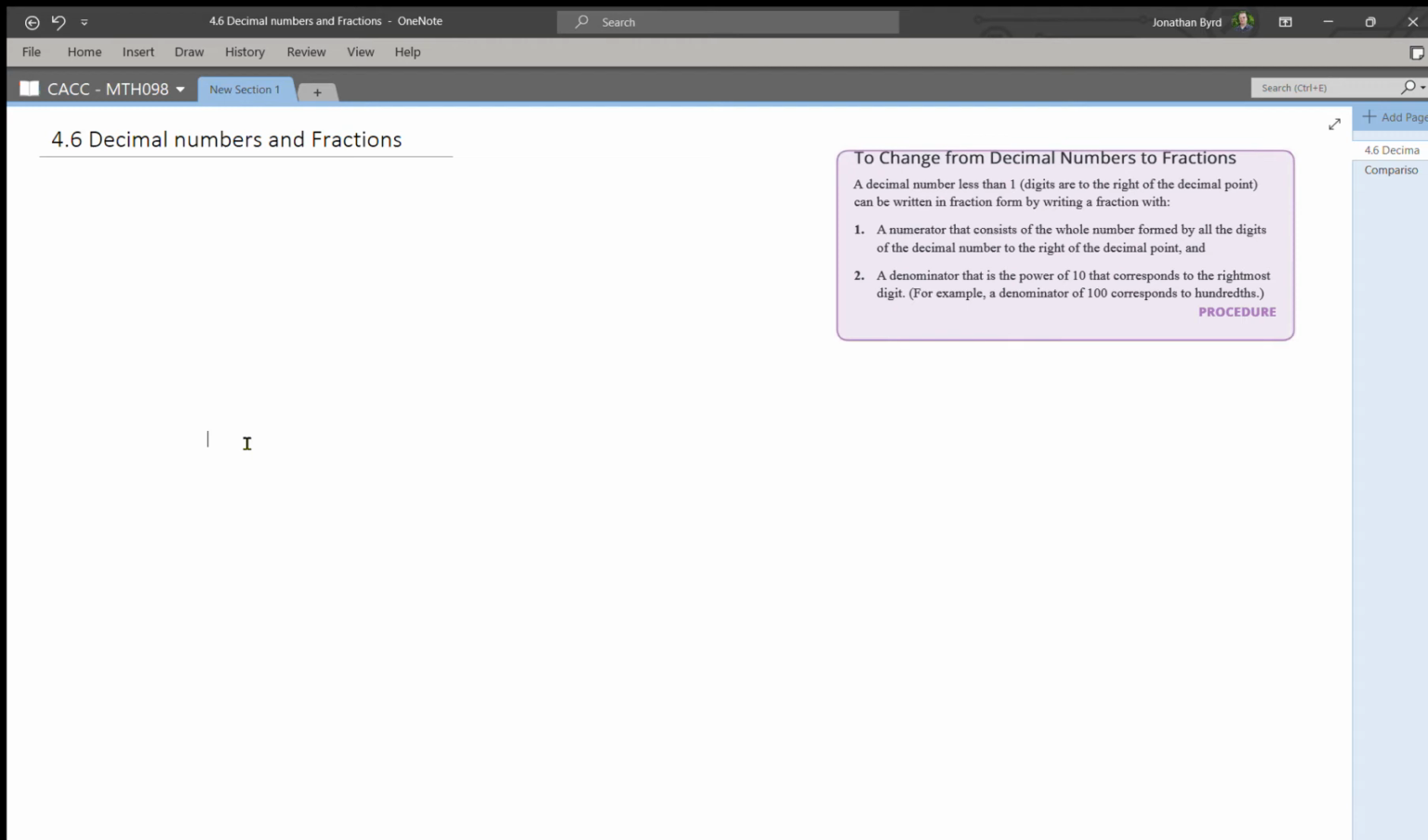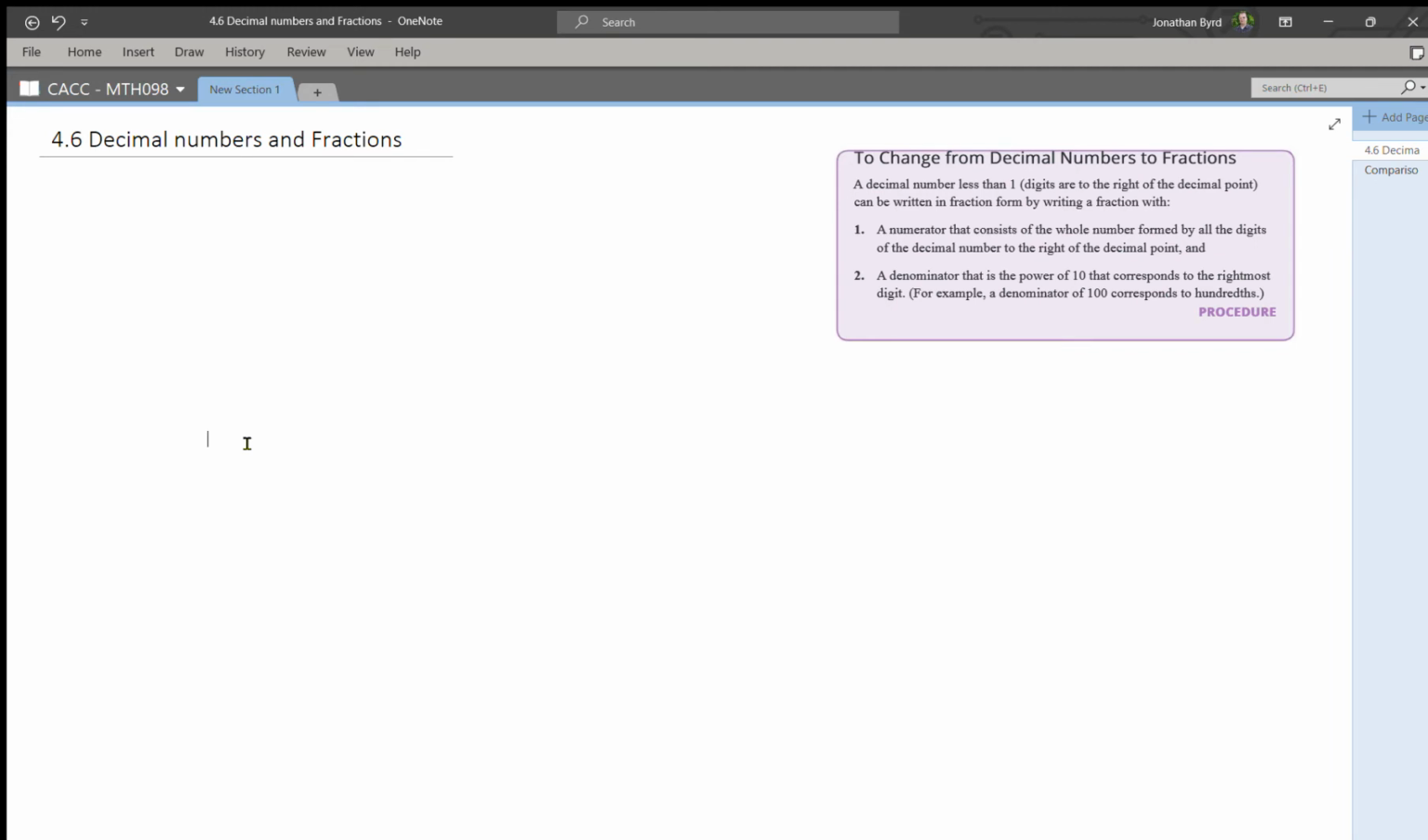And they say a decimal number less than 1, which means that all the digits of the decimal lie to the right of the decimal point, so there's no whole number portion, can be written in fraction form by writing a fraction with 1, a numerator that consists of the whole number formed by all of the digits of the decimal to the right of the decimal point, and 2, a denominator that is the power of 10 that corresponds to the rightmost digit. So they give the example that a denominator of 100 corresponds to hundredths.